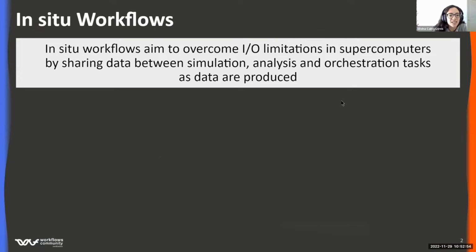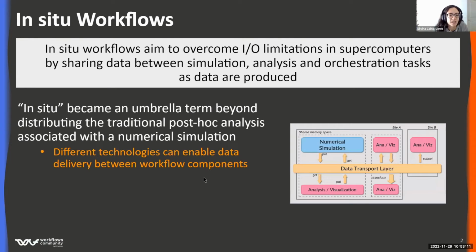And in general, the idea is that in situ workflows try to overcome I/O limitations in supercomputers, and they try to share data between the different components on the different types of tasks in the workflow as data are produced. And this is, of course, an umbrella term, because at the end of the day, when we look at the traditional type of analysis associated with a numerical simulation, there are different types of technologies that we can use to do this data delivery. There are many types of shapes of workflows we can have depending on the association of these analysis, visualization, orchestration tasks with respect to the simulation.